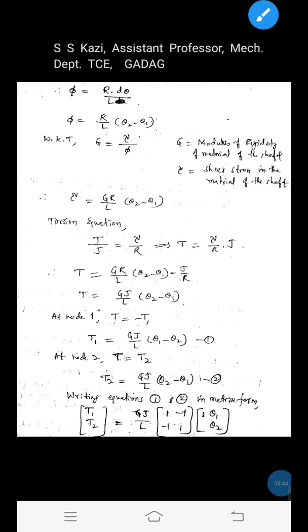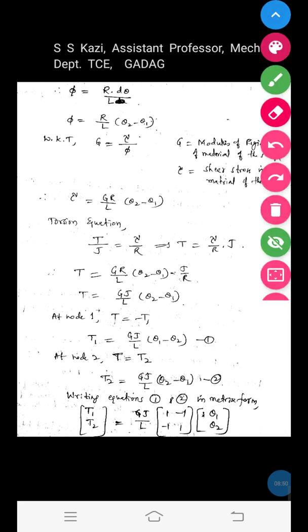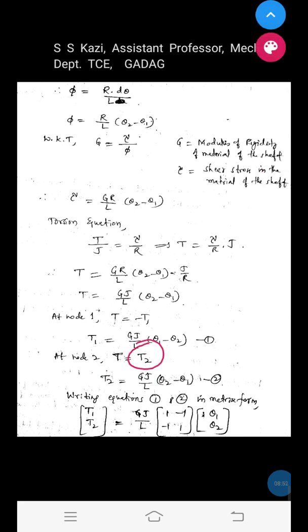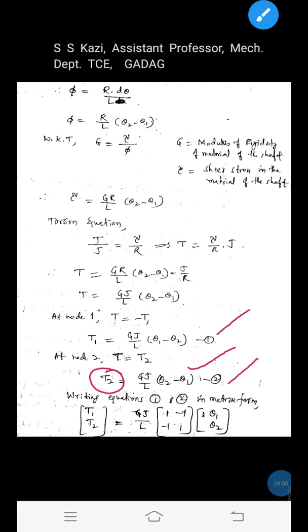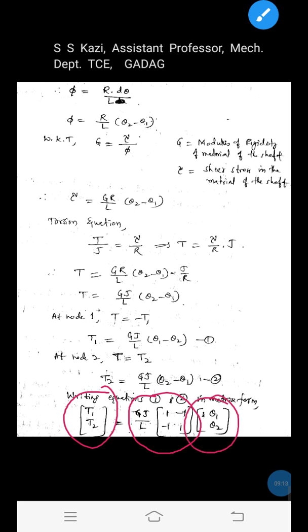Now come to the second node. At node 2, T is equal to T2, that is the twisting moment or torque at node 2. If you substitute for that, then T2 will become G J by L, theta 2 minus theta 1. These are the two equations. If these two equations are written in matrix form, we will get T1 T2 is equal to G J by L into the matrix 1 minus 1, minus 1 1, times theta 1 theta 2.